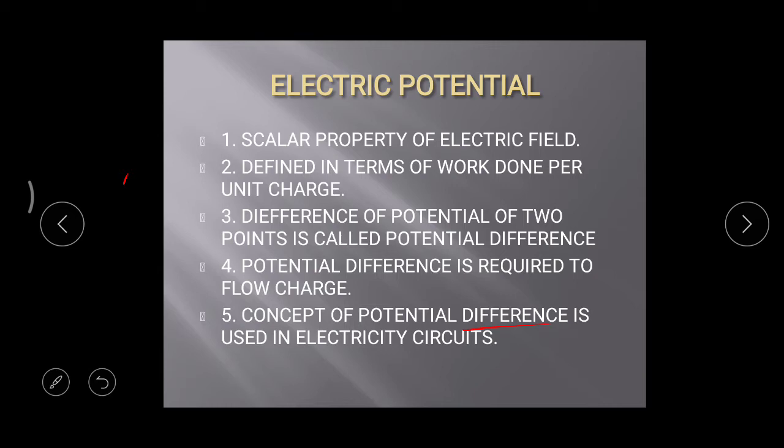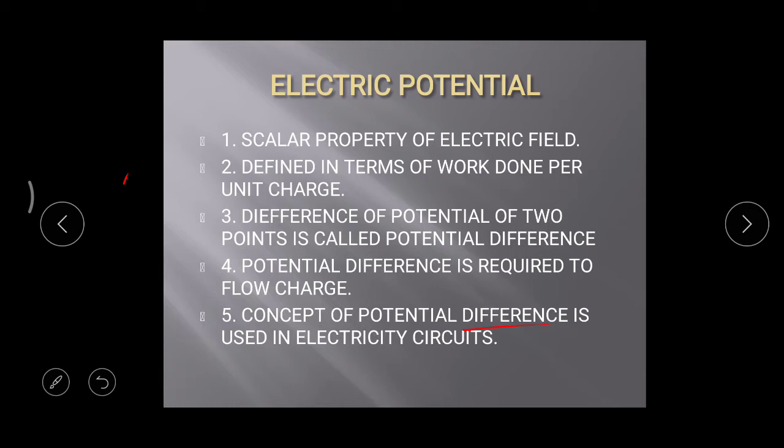When we bring the charge from infinite to different points in electric field, the work done may be different, so potential of points may be different, may be same. And if there is a difference in the potential of 2 points, then we denote it by potential difference.